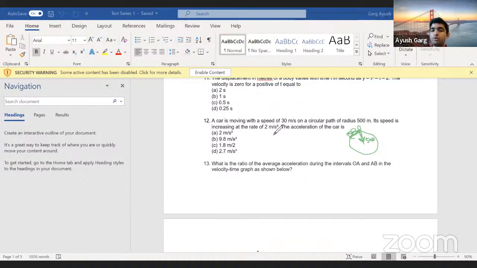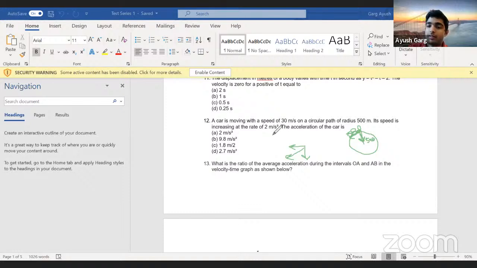So now if you know two accelerations of a car, let's say there is a car here and it has two accelerations. One is like this and one is like this. How are you going to find out the net resultant acceleration? Because when they ask you the acceleration of the car, you cannot just give one acceleration. This is a very common mistake a lot of people will make. They're just saying that speed is increasing at the rate of 2 meters per second square. So that is your acceleration.